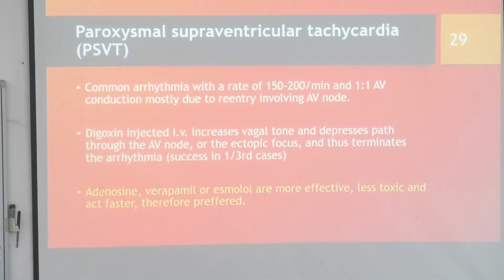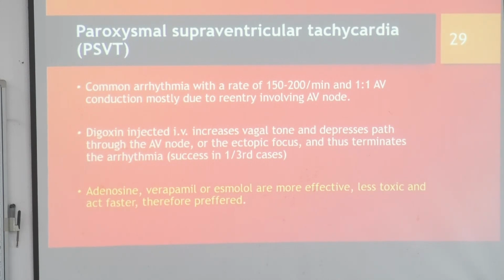Now, second arrhythmia where digoxin may be used is the paroxysmal supraventricular tachycardia. It is a common arrhythmia with a rate of 150 to 200 and 1:1 AV conduction. In atrial flutter it was 2:1 or 3:1, here 1:1, whatever the atrial rate is will be conducted through the AV node. So if the atrial rate is 150 to 200, the ventricular rate will be same in PSVT.